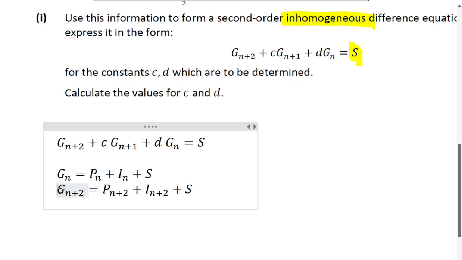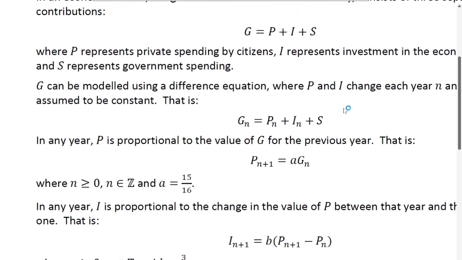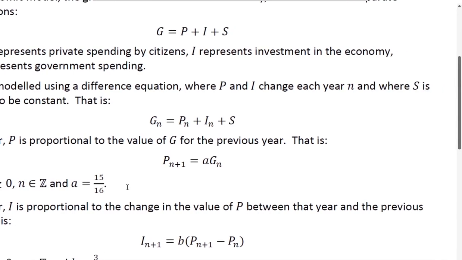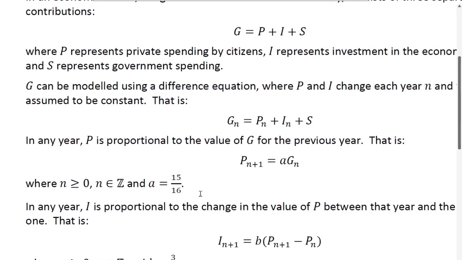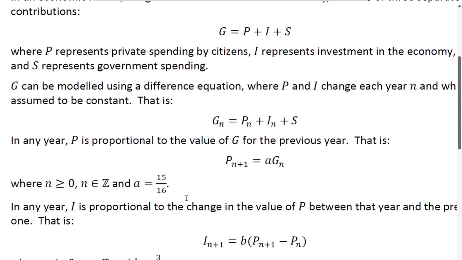Math mode is sometimes annoying. There we go. So it says for any n. I'm going to scroll up so we can see. G can be modeled using a difference equation where P and I change each year, n, where S is assumed to be constant. So that equation, G, P, I, S, is true for every n.